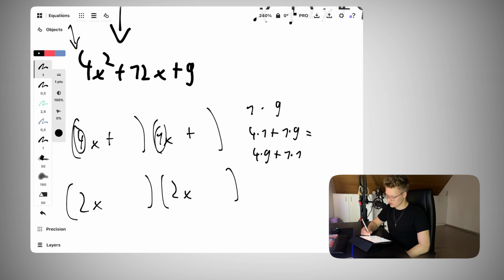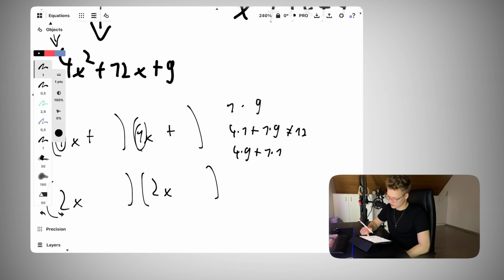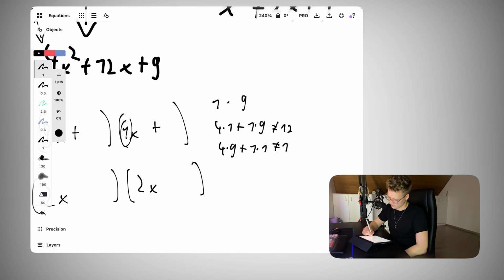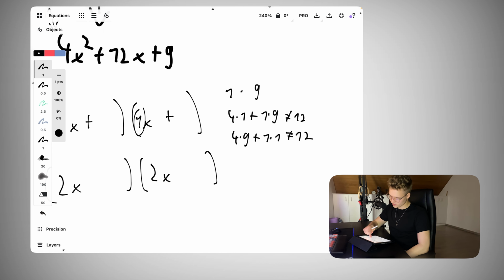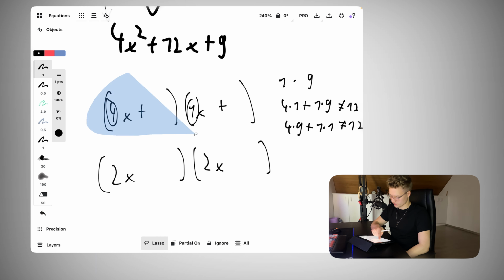None of these are equal to 12. Okay, so this one is 13, and the one below it is 37. So the first example is a no-go. We can just delete it.